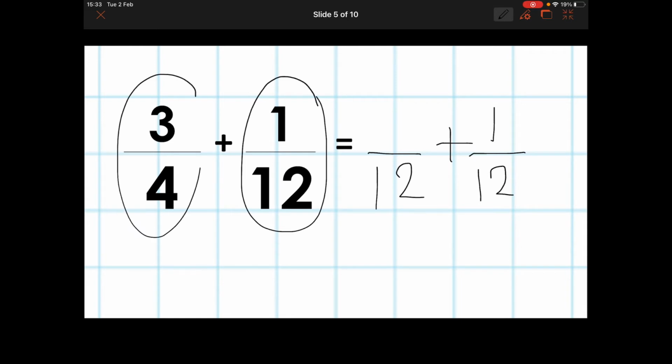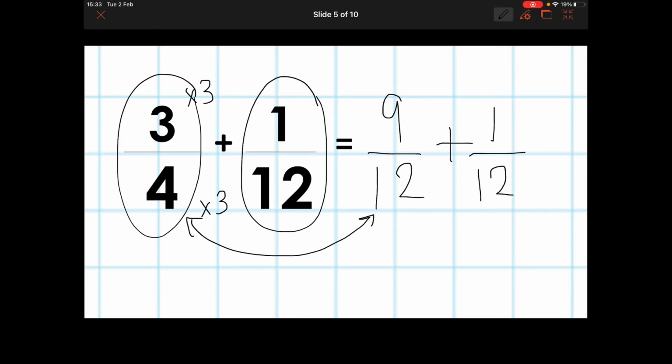This one, however, is not. What did I do to 4 to get to 12? If you know your 4 times table, you'll know I timesed 4 by 3. 4, 8, 12. Now if you remember, whatever we do to the bottom, we must do to the top. You will know that 3 times 3 is 9. So I have 9/12, add 1/12.